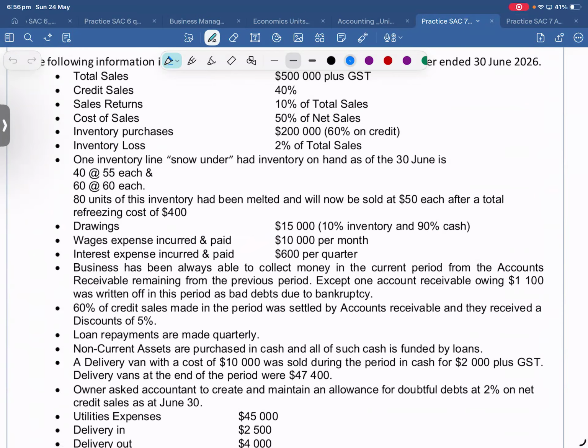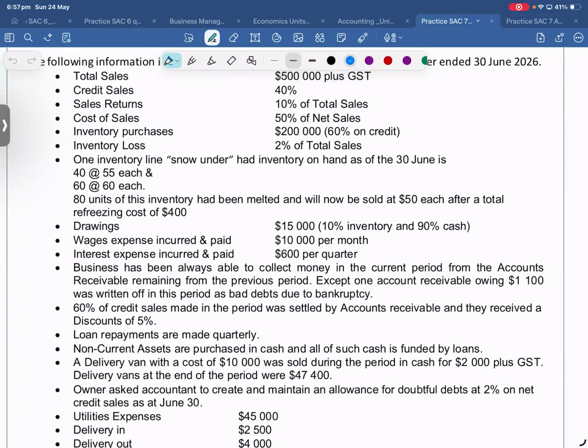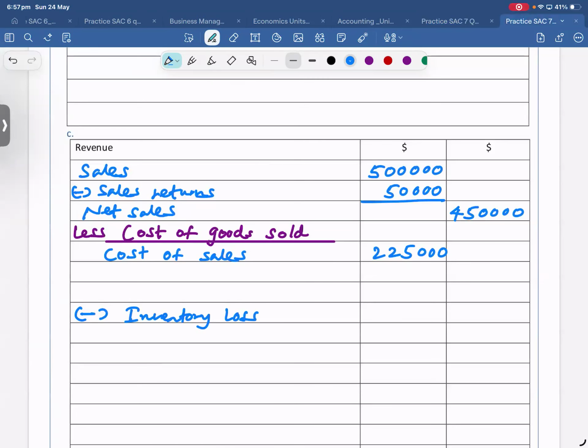Right. Inventory loss is 2%. Yeah. And plus, 2% of total sales, which is 10,000. Please send me the resolution. 10,000.